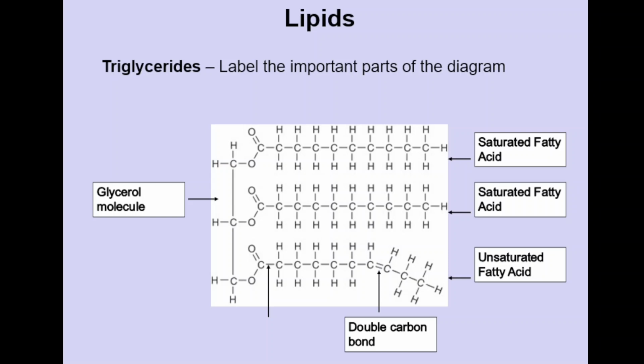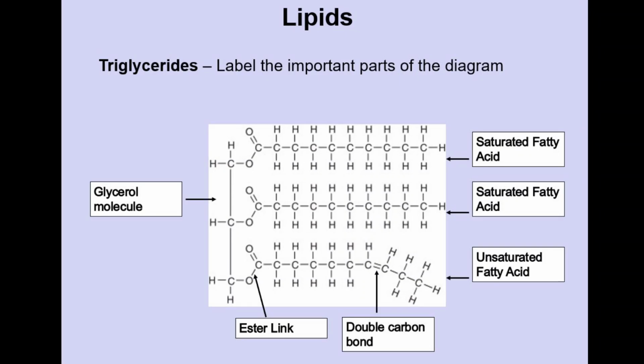So hopefully you can remember that, and you can form sentences around that to describe the structure of a triglyceride. How do these fatty acids attach to the glycerol molecule? Well, they attach through dehydration synthesis. Each link that joins a fatty acid to the glycerol molecule has to go through dehydration synthesis, and it creates an ester link between the fatty acid and the glycerol.